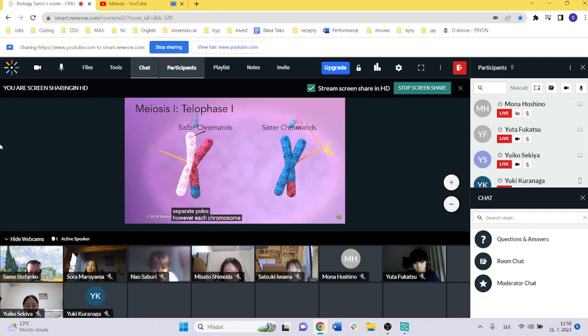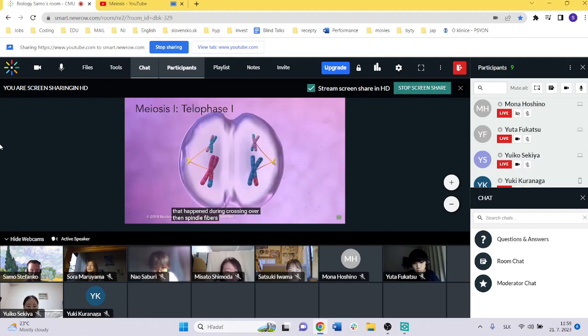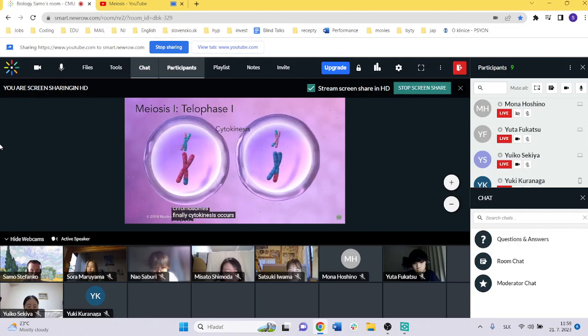However, each chromosome still consists of sister chromatids. Keep in mind that each chromosome's sister chromatids are no longer identical because of the allele exchange that happened during crossing over. Then, spindle fibers disappear and the nuclear membrane reforms around the chromosomes. Finally, cytokinesis occurs. Meiosis I ends with two genetically different haploid daughter cells. Each haploid cell contains only one set of chromosomes consisting of paired sister chromatids.